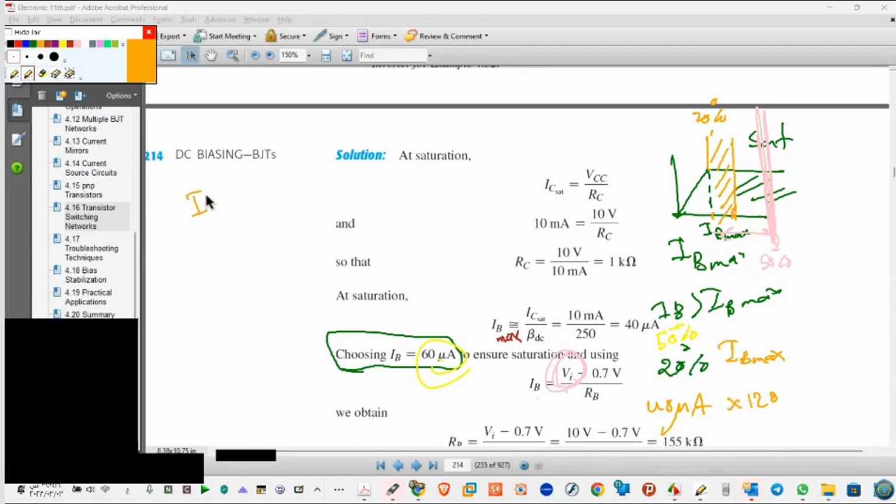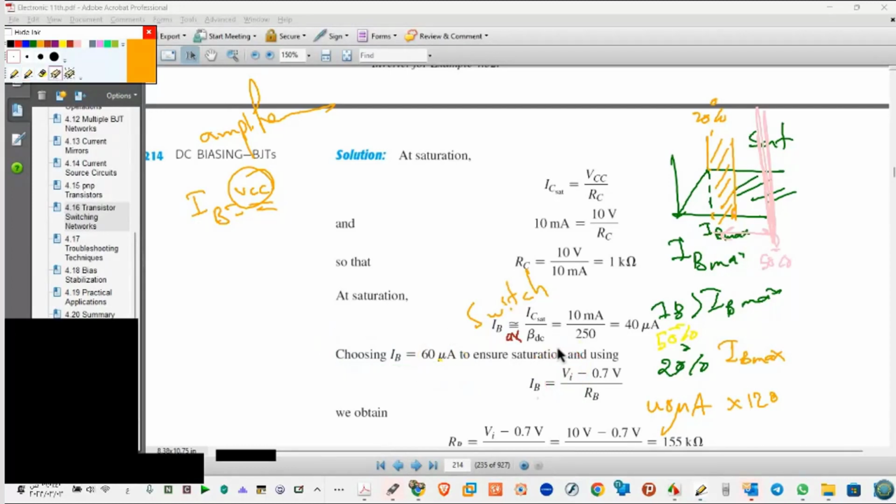See, VI. In the amplifier, it is VCC. Here it is VI. Compare. This is for the amplifier. Here for the switch. Take care. Here we have VI. In the amplifier, I have VCC. Okay, continue.